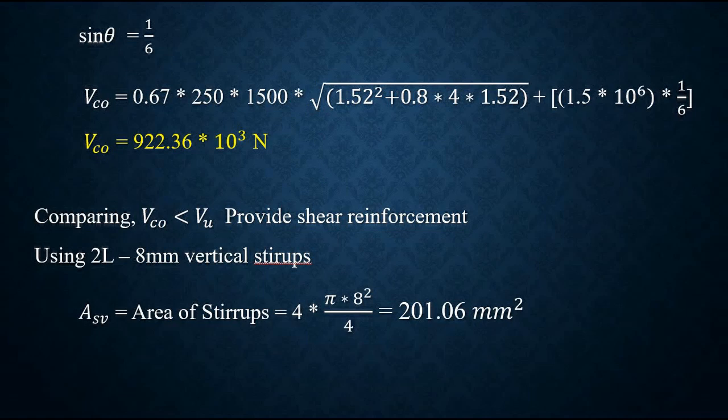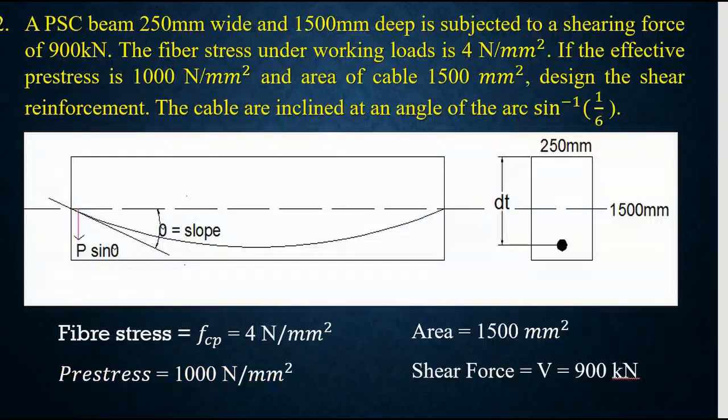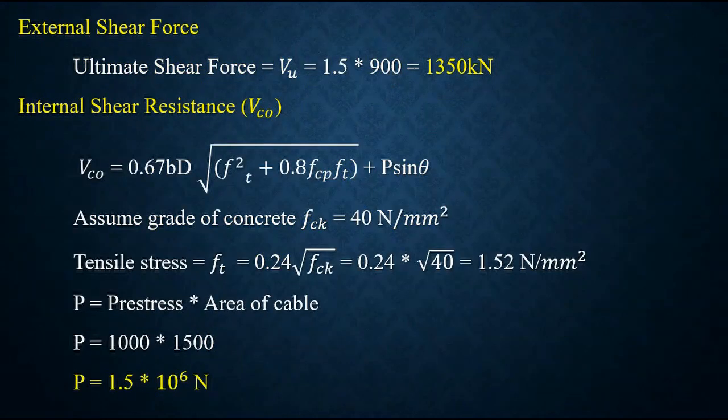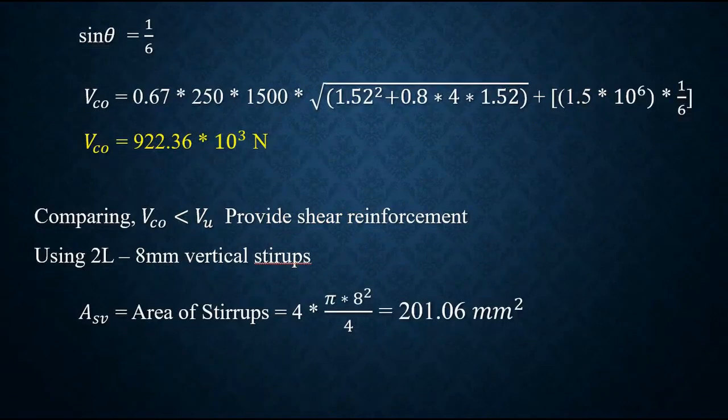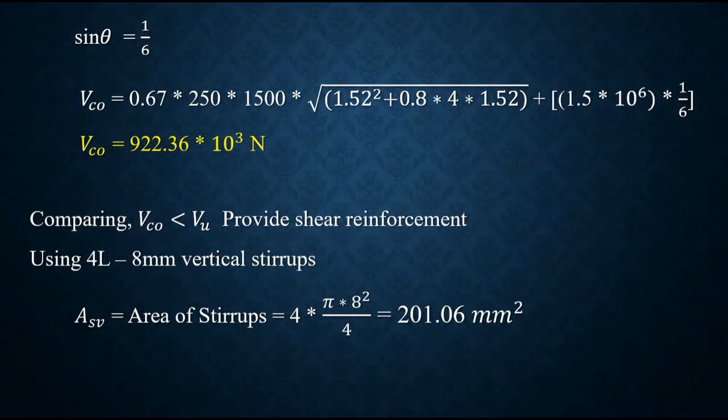Okay, let's go back and check with the VU value. Yes, here VU is 1350. What we have got from the calculation, we have got VCO is lesser than VU. So under that condition, we should provide shear reinforcement.